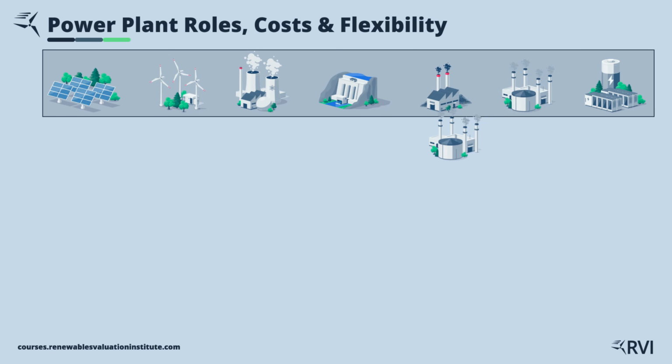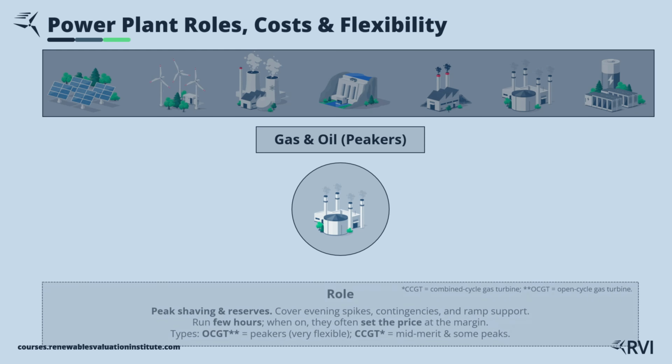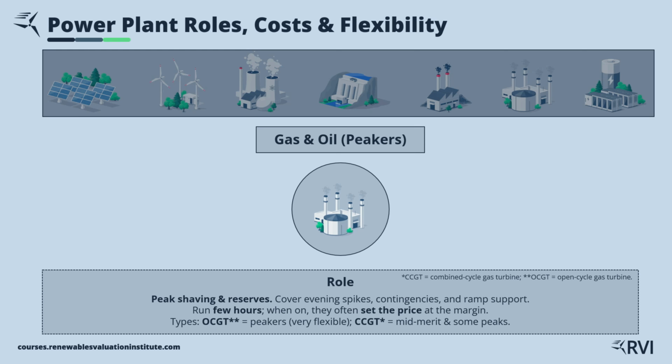From coal in the middle of the stack, we jump to the far right, gas and oil peakers. These are the units the grid calls on when demand spikes, or when we need instant flexibility. Think of them as peak shaving and reserves. They run for short windows, handle contingencies, and provide steep ramp support. Because they sit at the far right of the stack, when they're on, they often set the price.